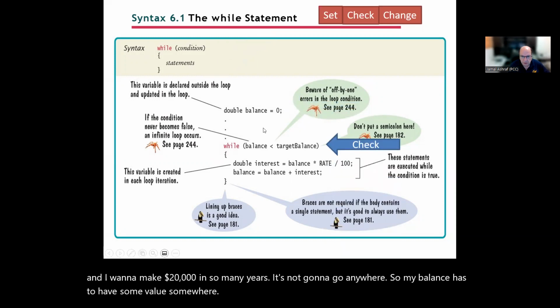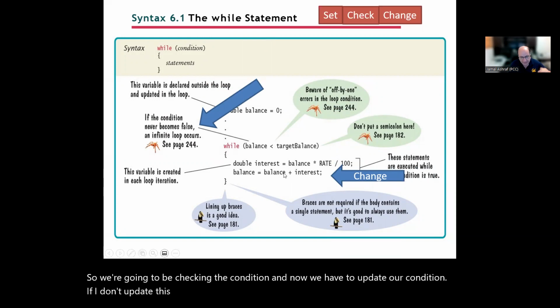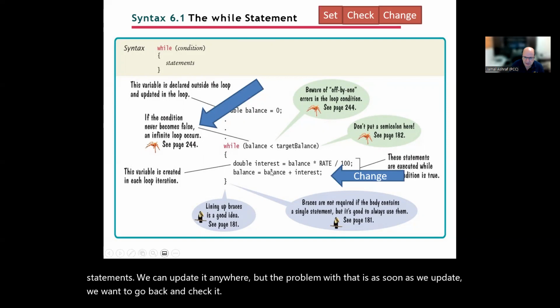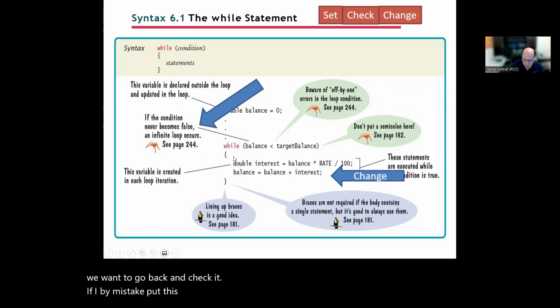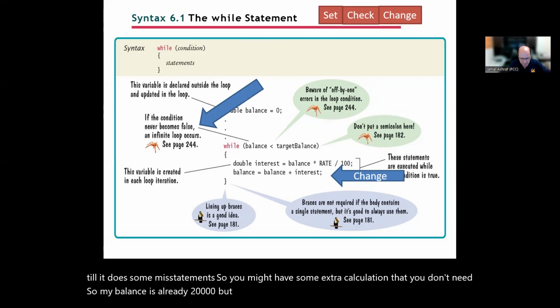So we're going to be checking the condition, and now we have to update our condition. If I don't update this condition, this is important, and we're going to do it at the end of our statements. We can update it anywhere, but the problem with that is as soon as we update, we want to go back and check it. If I, by mistake, put this update somewhere else, even though I update it, it's not going to check it till it does some statements. So you might have some extra calculation that you don't need. So my balance is already 20,000, but I'm calculating interest again.